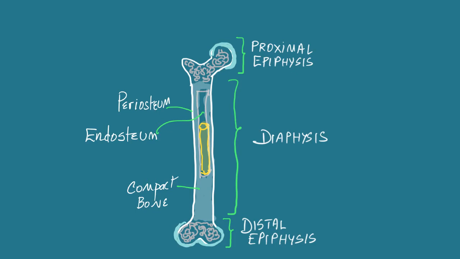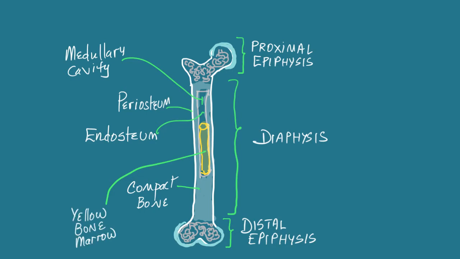The inside of the bone contains a cavity, and this cavity is called the medullary cavity. Medulla means middle. And this cavity contains yellow bone marrow, and yellow bone marrow is made up of fats.